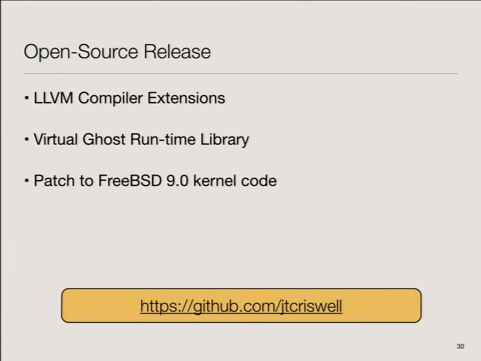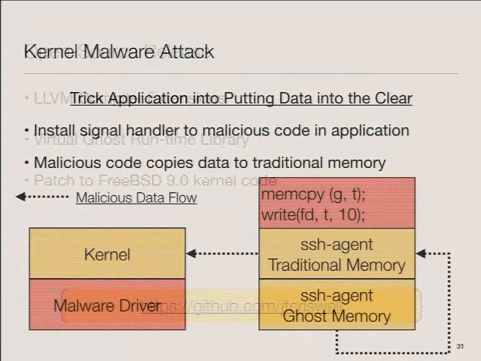All right, this is now released as open source software. We released the LLVM compiler extensions, the VirtualGhost runtime library, and a patch to the FreeBSD 9 kernel code, which gives you the port of FreeBSD 9 from x86 to the Secure Virtual Architecture Virtual Instruction Set. This is available on my GitHub account, github.com/JTCriswell with two L's. There's also a link to this from my homepage at the University of Rochester.